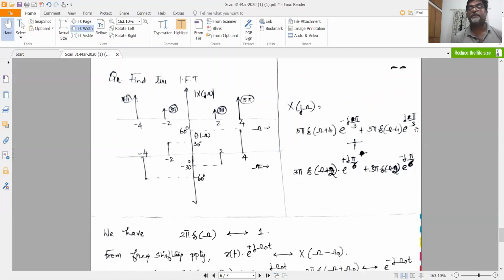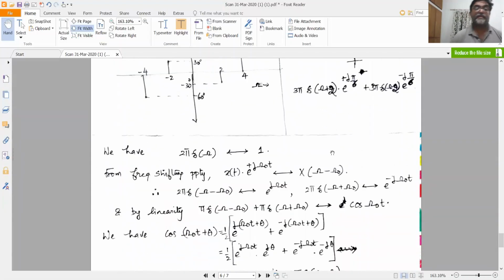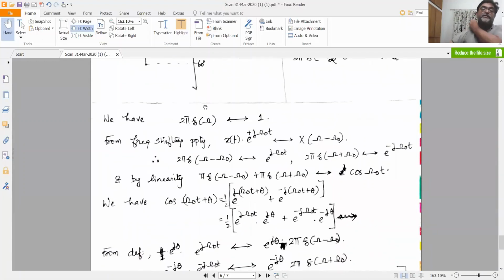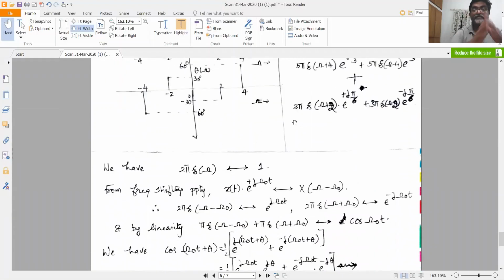So I will group it like this. 5 pi delta omega plus 4 into e raised to minus j pi by 3 plus 5 pi delta omega minus 4 into e raised to j pi by 3, 3 pi delta omega plus 2 into e raised to j pi by 6 plus 3 pi delta omega minus 2 into e raised to minus j pi by 6. Now to find the inverse Fourier transform of this expression, you have to note the following. One is that you know that 2 pi delta omega. All these are impulses. So you have to find the Fourier transform of these shifted and scaled impulses.